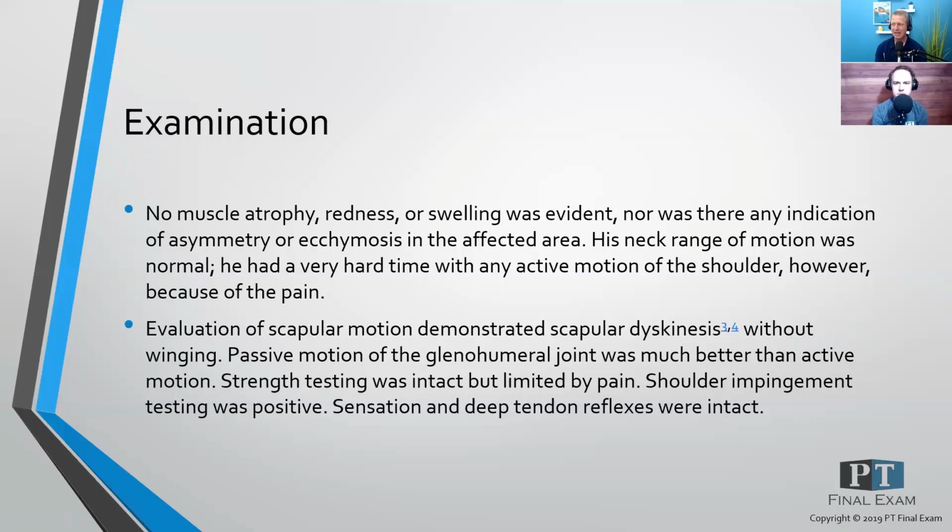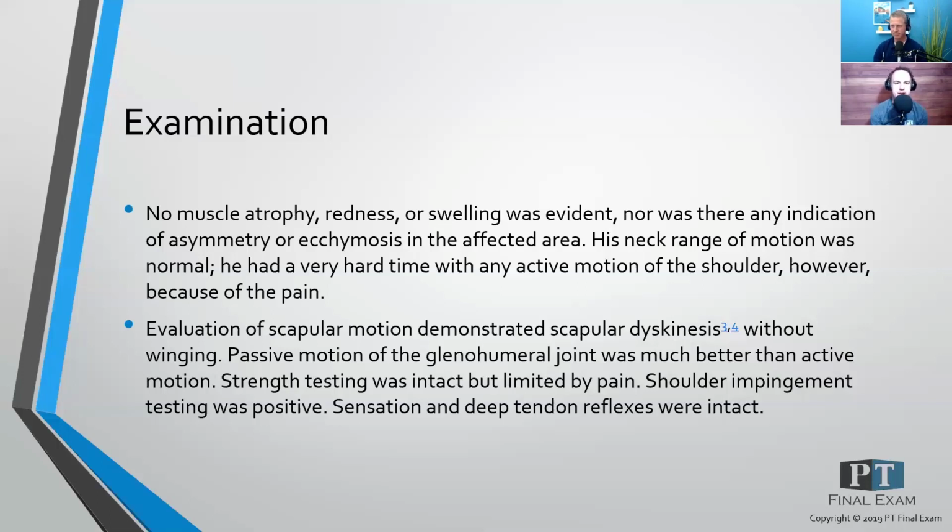On the special tests list, I would want to make sure to include the Neer impingement test and the Hawkins-Kennedy test. If you recall, the Neer impingement sign is where you raise the arm into full elevation and you're looking for a reproduction of the symptoms. And then the Hawkins-Kennedy test is where you bring the arm into horizontal adduction with some internal rotation, again looking for a reproduction of the symptoms. Good. So you've done those special tests.